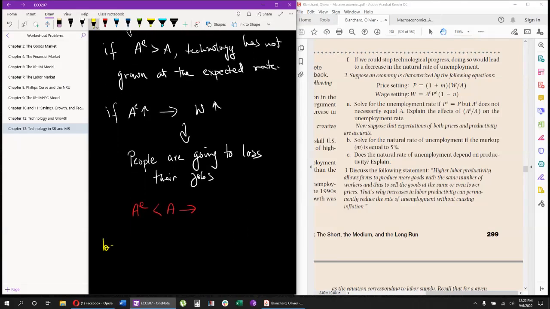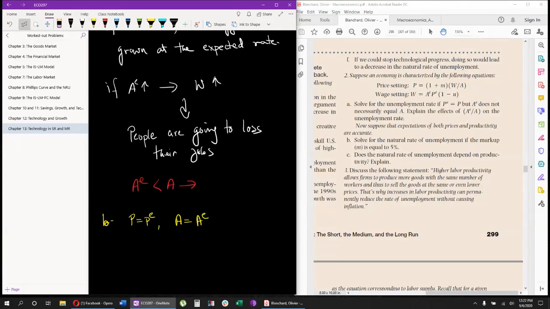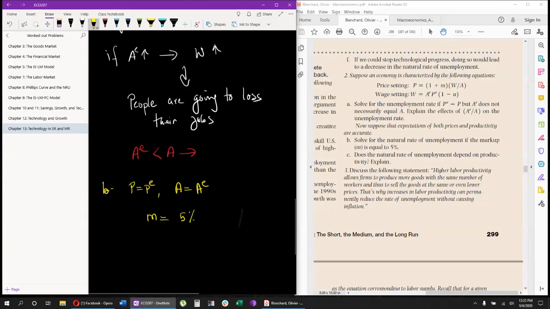We'll move on to part B, which says that, okay, so first of all, P is equal to expected P and A is equal to expected A. So that simplifies our task. And it also says that M is 5%. So markup on goods is 5%. We have to calculate the natural rate of unemployment.